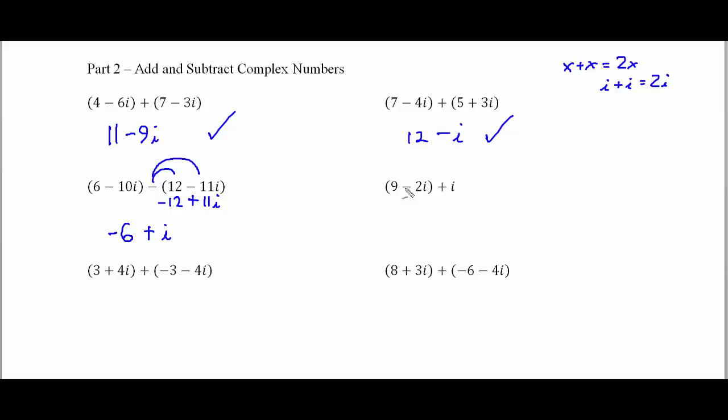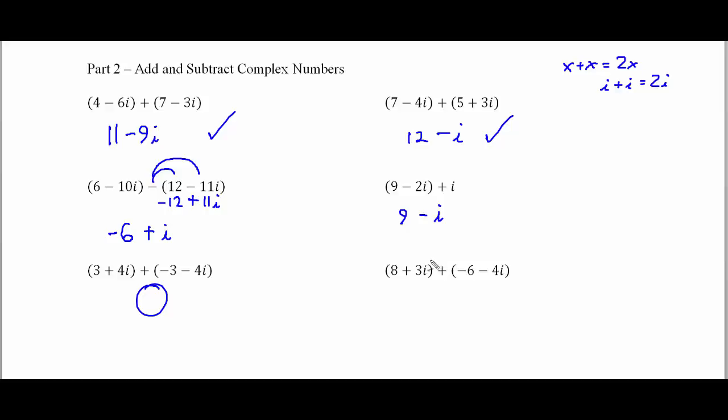Here there's no distribution. This is just 9 minus 2i plus 1i, and 9 minus 2i plus 1i is negative i. Now this problem here, 3 plus negative 3 is 0. 4i minus 4i is 0, so your answer is 0. Please do not draw a line through this. That's empty set. Empty set is different than 0. Empty set is like saying there is no answer to this problem, but there is an answer to this problem. The answer is 0. There is nothing left. 0 is the answer. Whew.